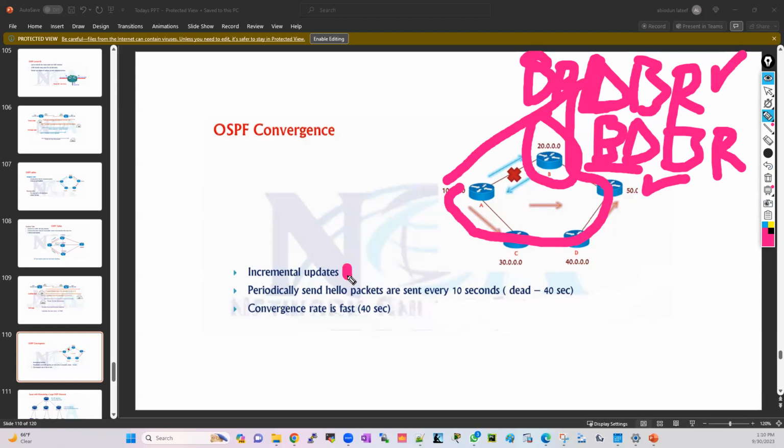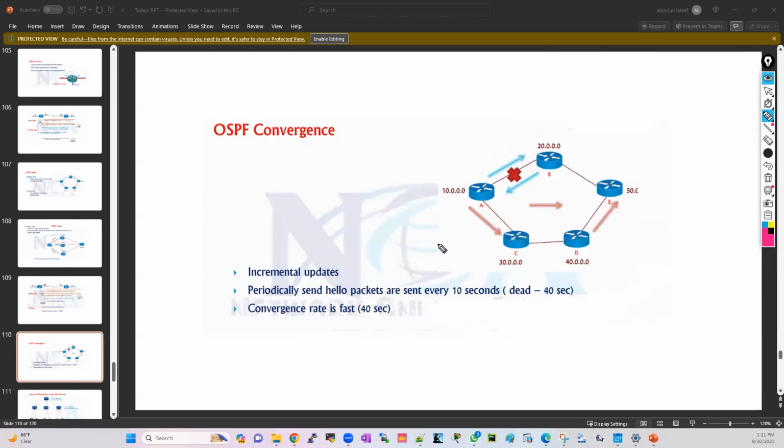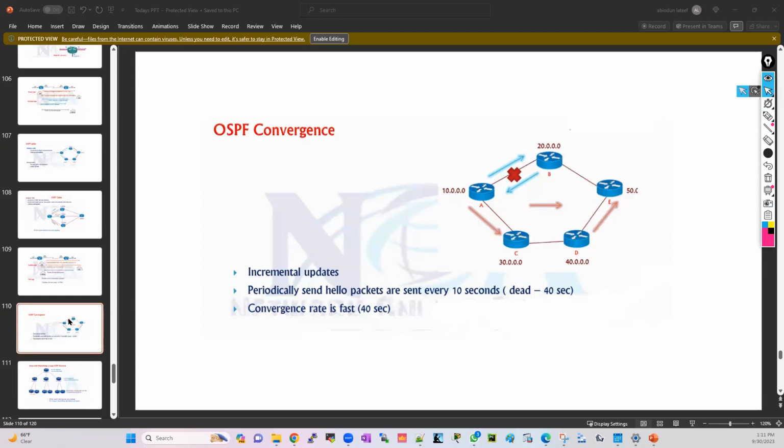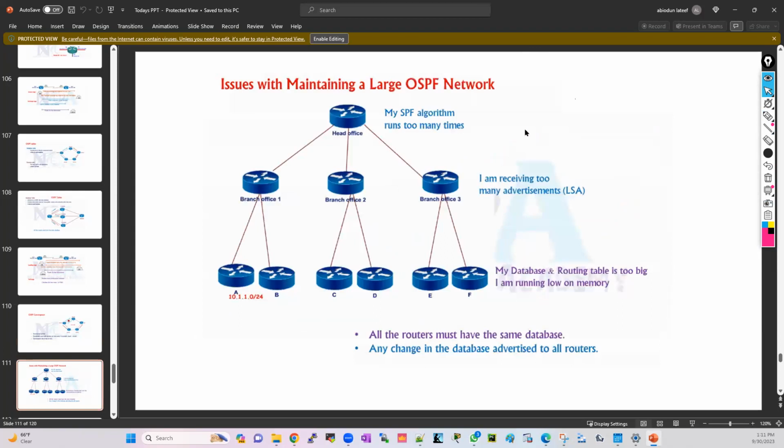And then we have incremental updates, periodic updates and all that. Those are just theory. But the important thing we need to know is that OSPF is a link state protocol, it uses the shortest path algorithm, and it is an area-based routing protocol. The issue with maintaining a large OSPF network is that all routers will have the same database. All this is just theory. You don't need to waste time on this.